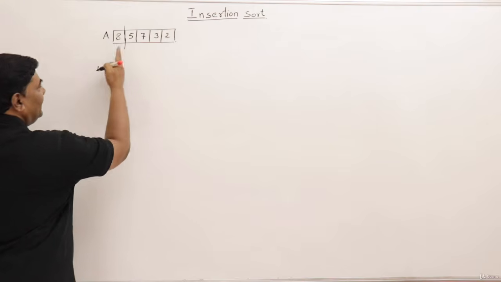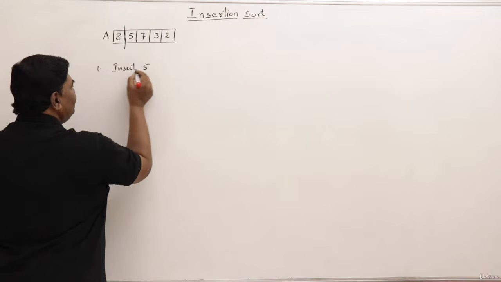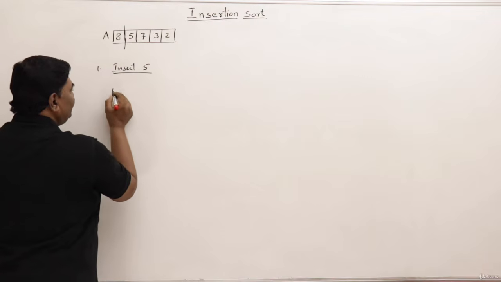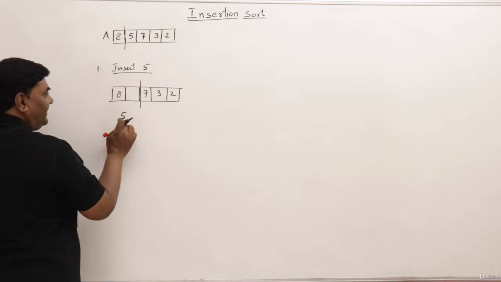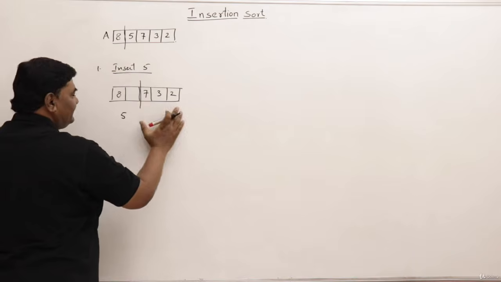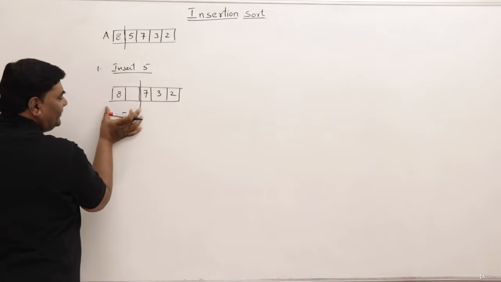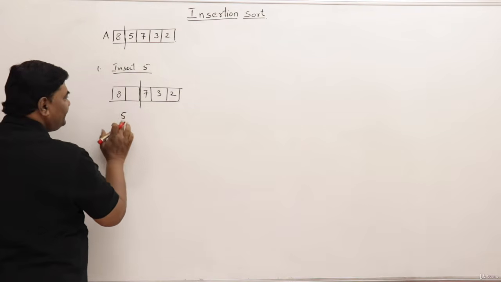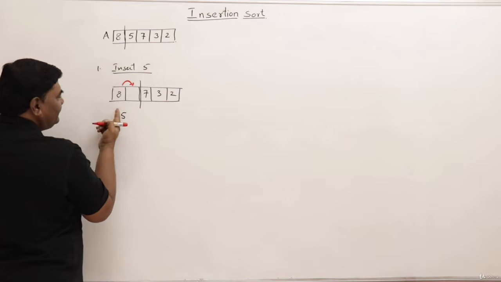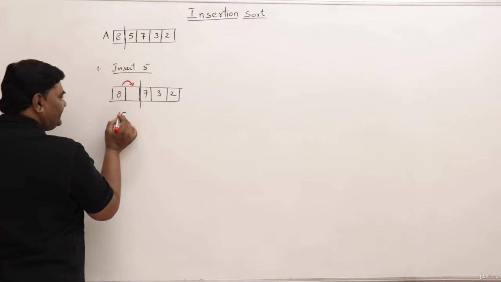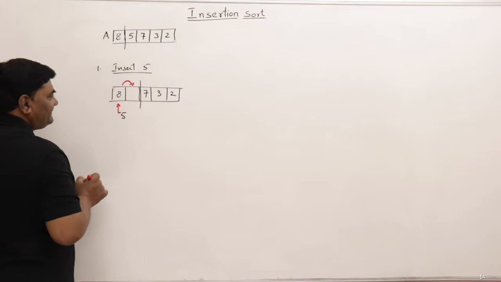First step, I will insert 5. For inserting 5, see, first element 8 is as it is, and the remaining elements as it is. Now the list will be extending to 2 elements. Now for inserting 5, check with this element. 8 is greater than 5, so shift it. Now check. There is nothing to check, so we have reached the first place. So insert 5 at this place.